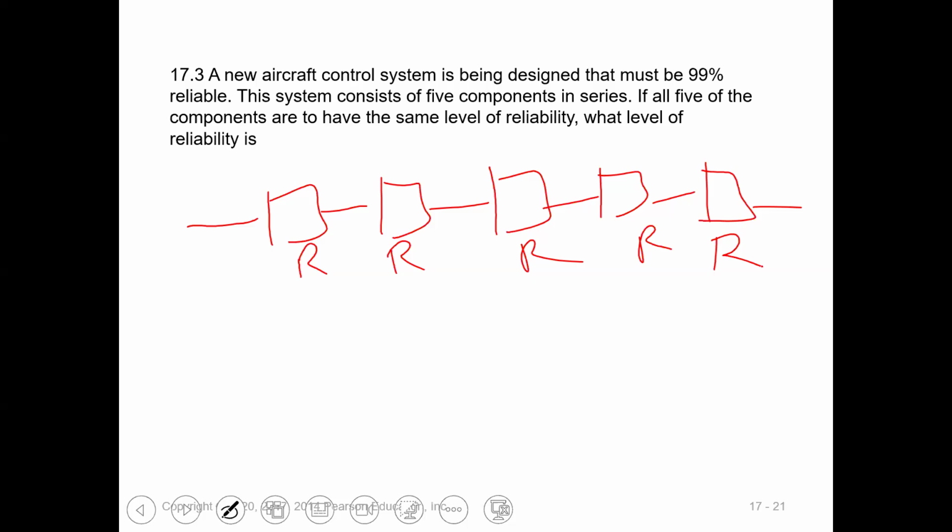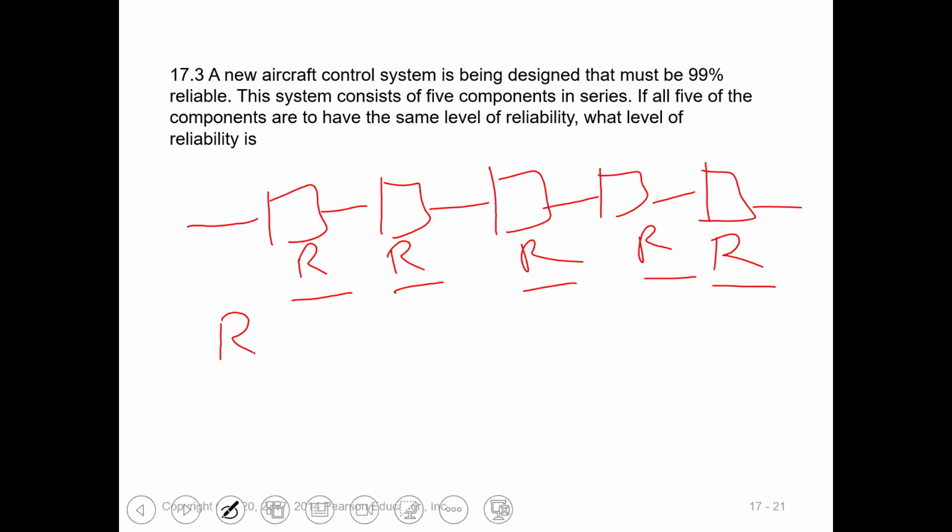That means, what is the value for this R? That's what we are going to do. Usually, we are given the reliabilities of the components, and we are asked to find the system reliability. But in this case, they asked for R. So now, what's the reliability of this system? These are R1 times R2 times R3 times R4 times R5.